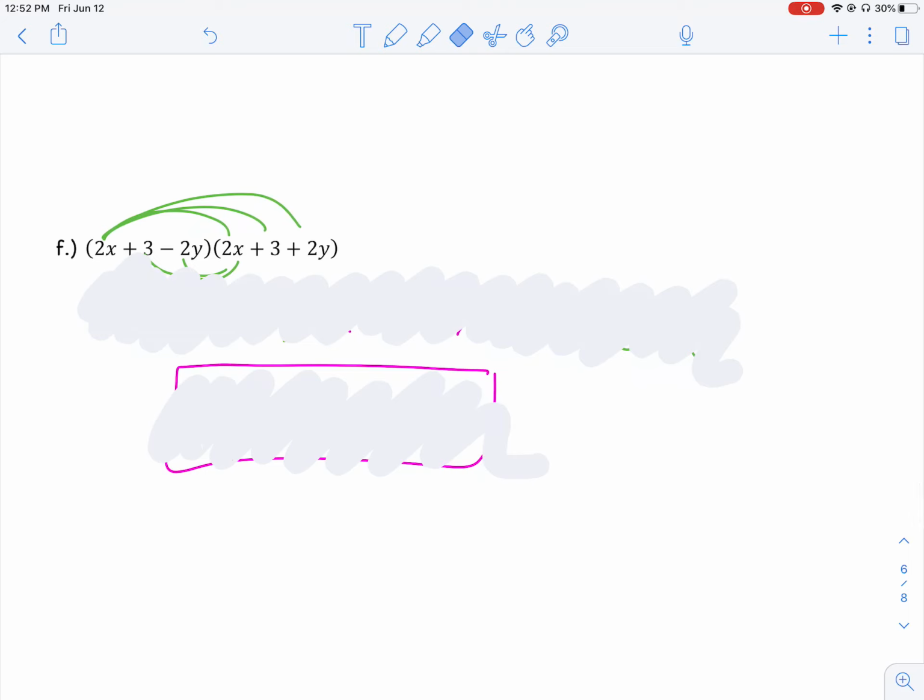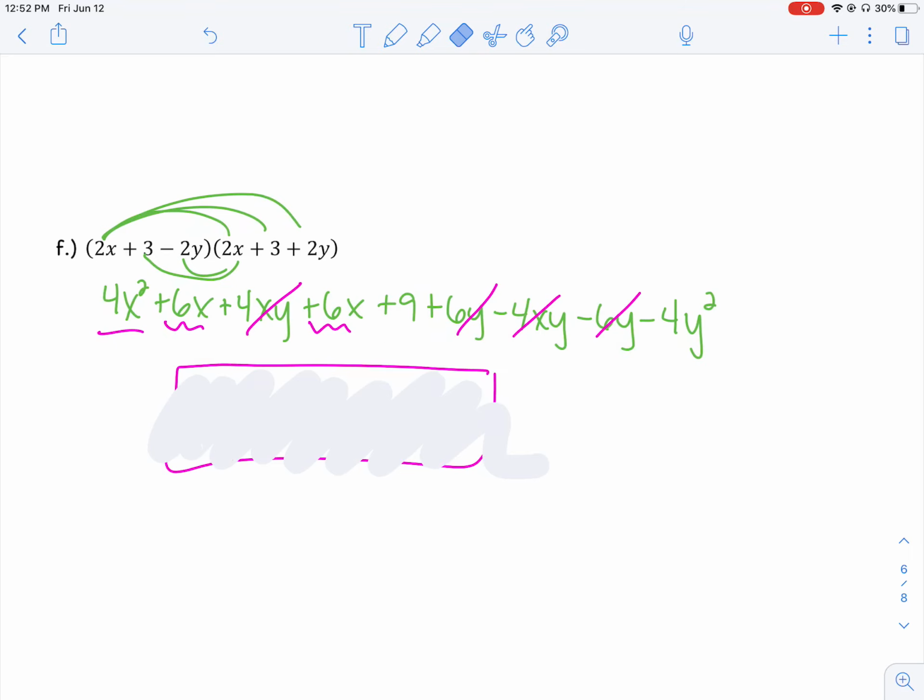It looks like F is a little bit different because now I have 3 terms in each. So I've got to do a little bit more distributing. I'm going to distribute the 2x to everything in the second set, the 3 to everything in the second parentheses, and the negative 2y to everything in the second parentheses. Woo, I ended up getting a whole bunch of different terms. Maybe pause the video and see if you got the same terms I did.